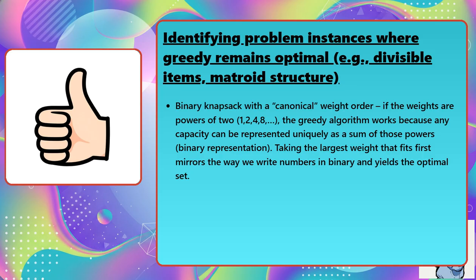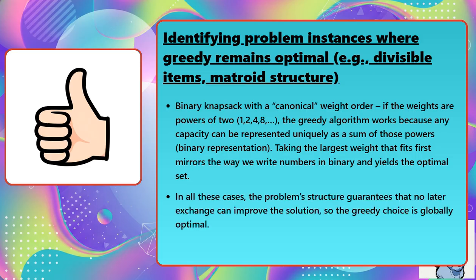Binary knapsack with a canonical weight order: if the weights are powers of 2, 1, 2, 4, 8 and so on, the greedy algorithm works because any capacity can be represented uniquely as a sum of those powers, a binary representation. Taking the largest weight that fits first mirrors the way we write numbers in binary and yields the optimal set. In all these cases, the problem's structure guarantees that no later exchange can improve the solution, so the greedy choice is globally optimal.